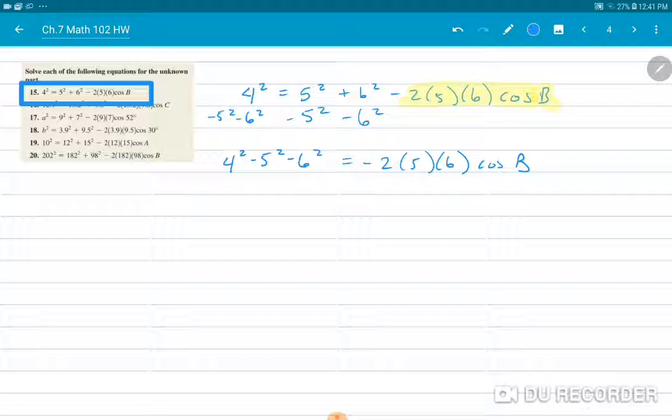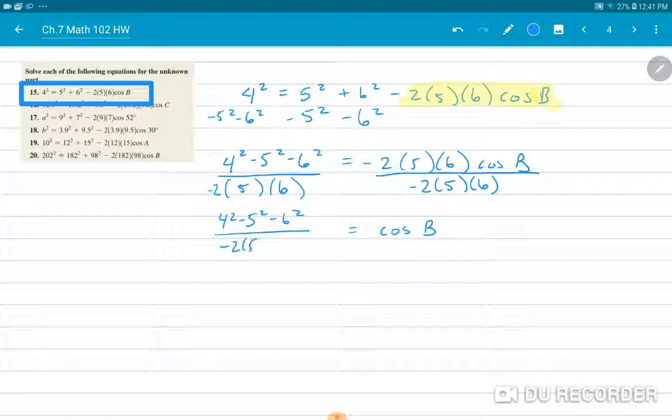Now I only have multiplication on the right and the trig function. So get rid of the multiplication first. So I need to get rid of this stuff, which means dividing this side by negative 2 times 5 times 6. And whatever I do on the right, I have to do on the left. So I'll do that over here. And now on the right, I have just the cosine b left. And on the left, I have this 4 squared minus 5 squared minus 6 squared all over negative 2 times 5 times 6.